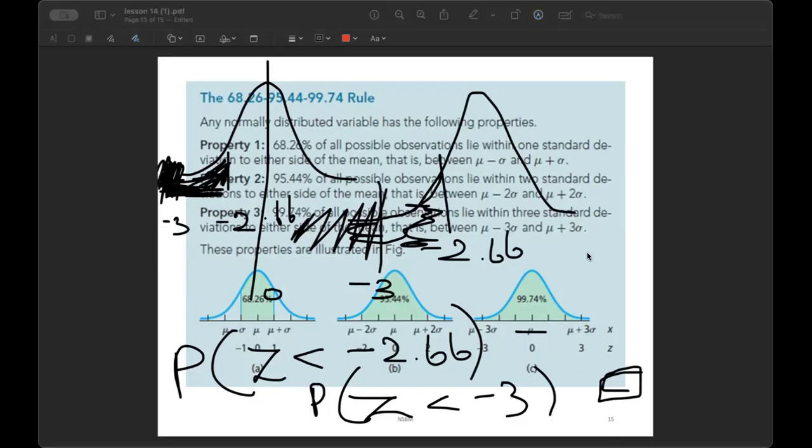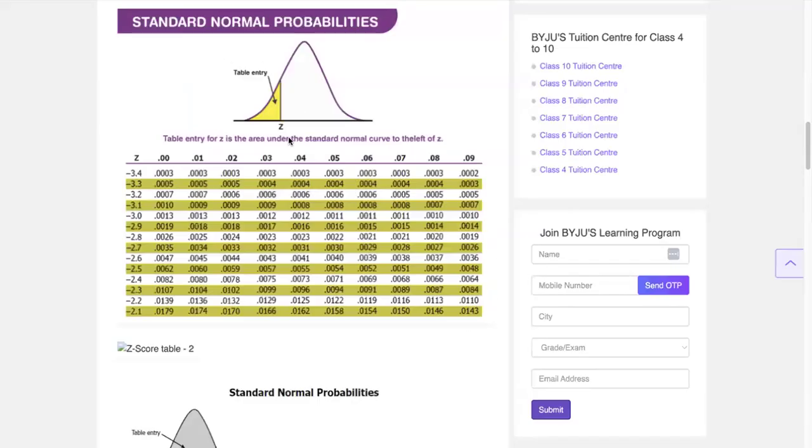Let me show you the standard normal distribution table. See my screen. Check whether you can see the standard normal distribution.